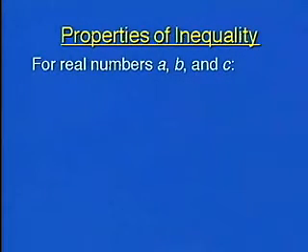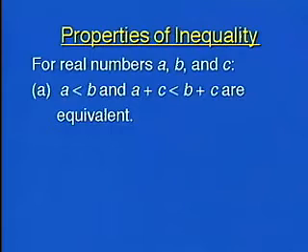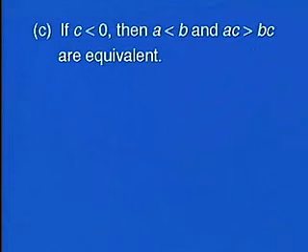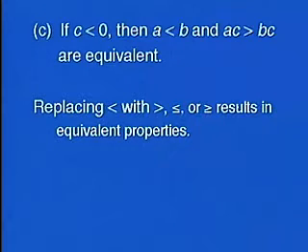First, for real numbers a, b, and c, a is less than b and a plus c is less than b plus c are equivalent. Second, if c is greater than 0, that is, c is positive, then a is less than b and ac is less than bc are equivalent. Lastly, if c is less than 0, then a is less than b and ac is greater than bc are equivalent. Now remember, we can replace our less than symbol with any of the variations of our inequality symbols, and our results are still valid.